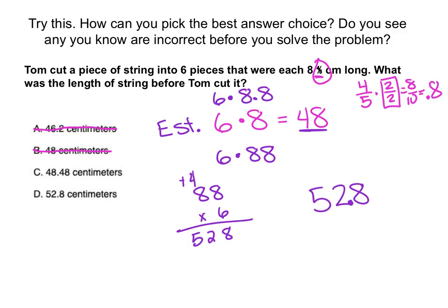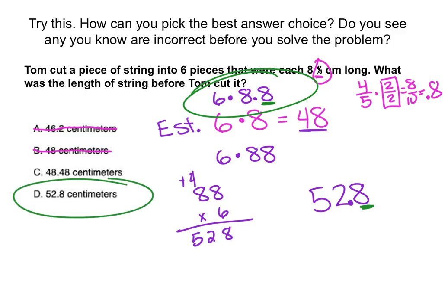And then if I go back to my original equation, I only have one number behind the decimal in the equation, so I only need one number behind the decimal in the answer. So answer D. So estimates can help you get there, but some of us might have thought that it was 48.48, so we have to be careful.